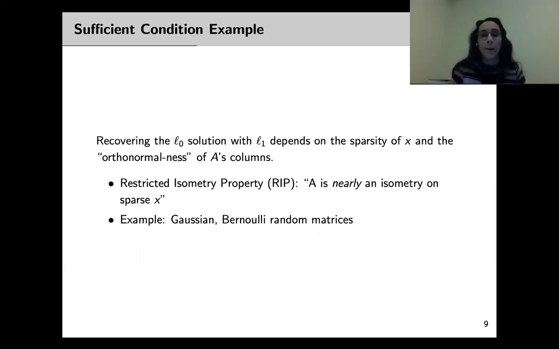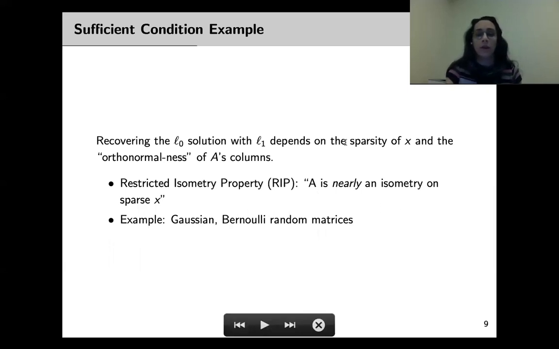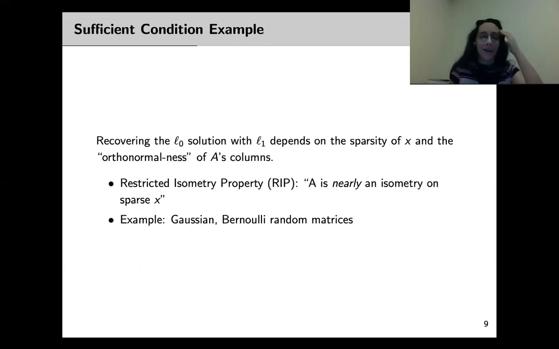One of those conditions is going to depend on the sparsity of X, how sparse X is, and the orthonormalness of the columns of our measurement matrix. What do I mean by that? Well, there's this property that's studied a lot in compressed sensing called the restricted isometry property. Isometry is one of those words that gets thrown out there, and I sometimes forget what it means and it sounds so fancy, but it's just iso, same, metry, distances, so same distances. An isometry preserves distances, right?